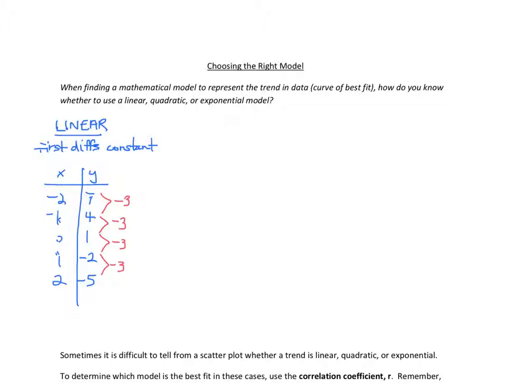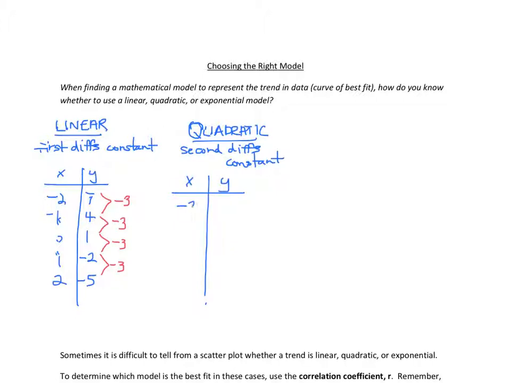And so sometimes your first differences won't be exactly the same, but if they're very, very close, then it's quite possible that a line of best fit would be the best fit for your data. With quadratics, it's the second differences that would be the same or very, very close. Okay, so if I had a table such as this one, where my y values are 6, 3, 2, 3, and 6.